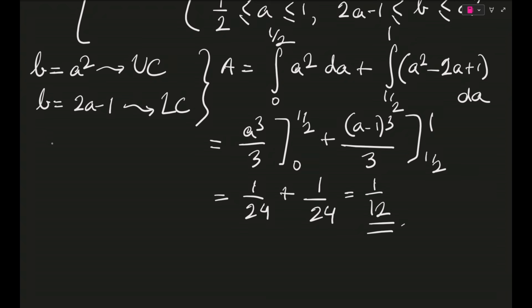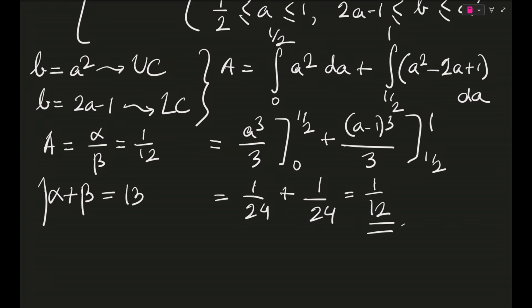So area A was given to be alpha by beta, which is equal to 1 by 12. So alpha is 1, beta is 12, and we have to find out the value of alpha plus beta. So guys, your final answer for this particular question will come out to be 13. Okay. Anyways, that's the end for this question, guys.